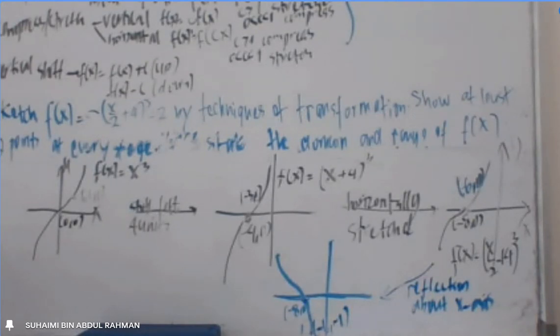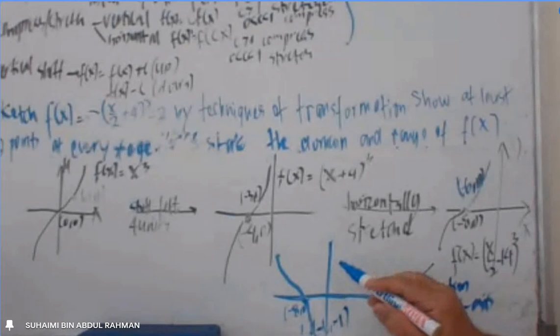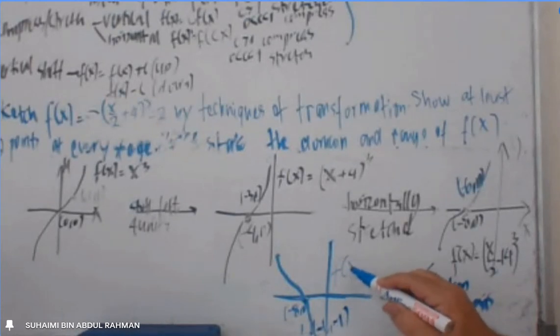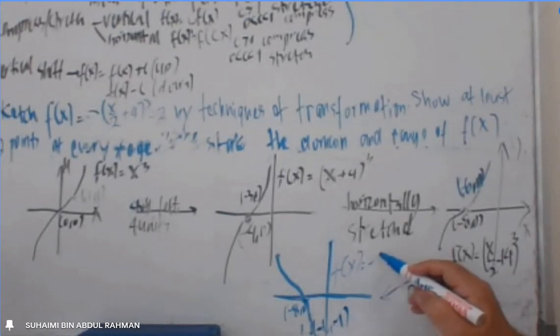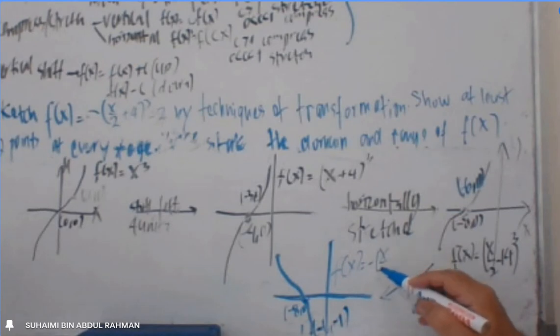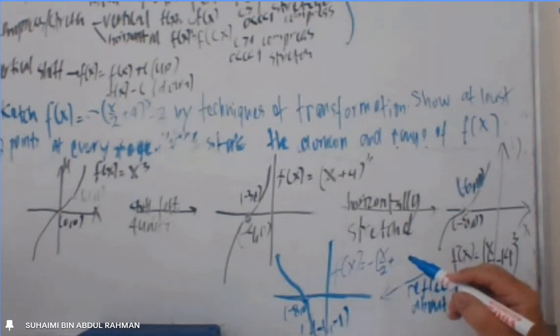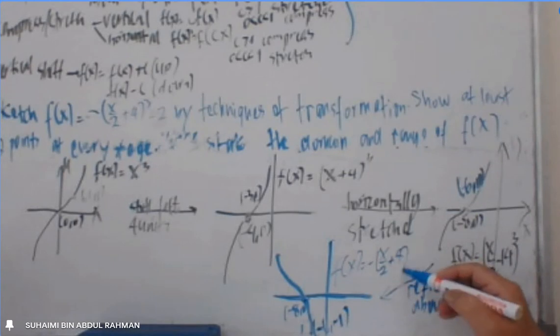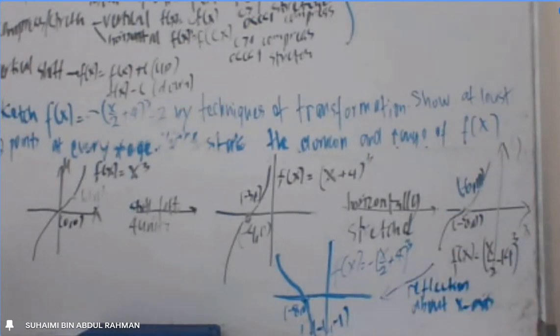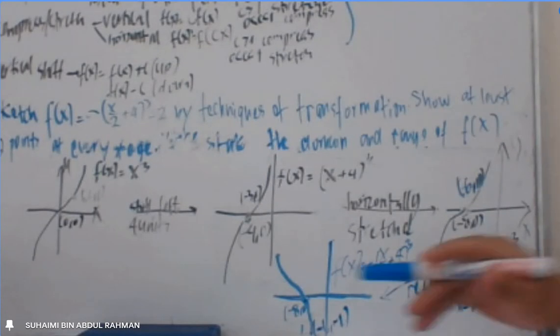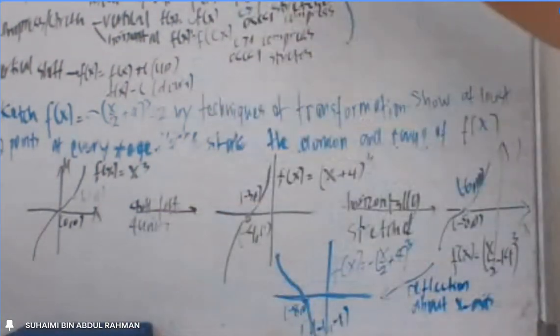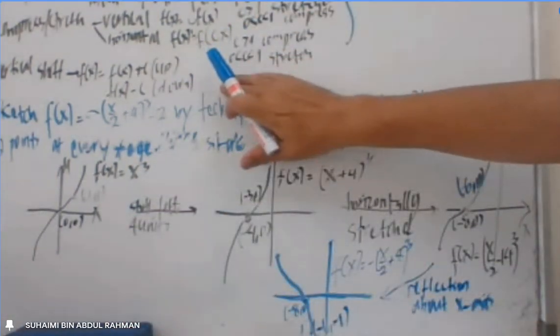Okay. And what is the function now? The name of the new function? f(x) is minus x over 2 plus 4 cube. That is the name of the current function. Okay. And then we go to the next one.